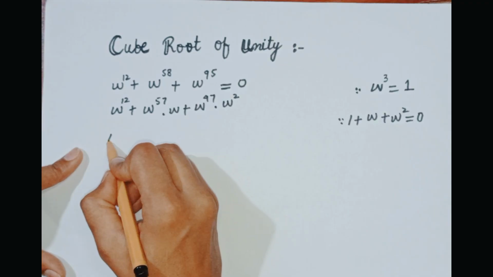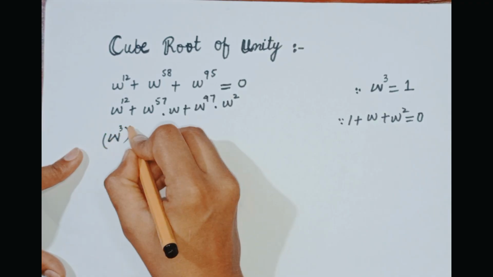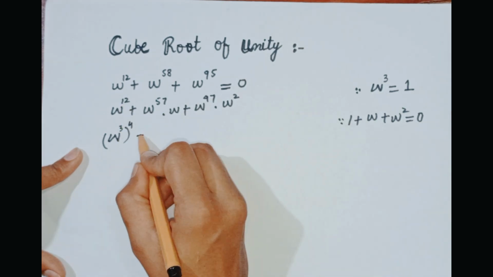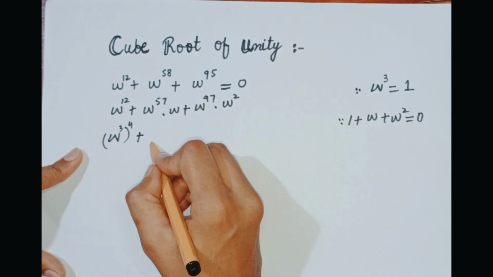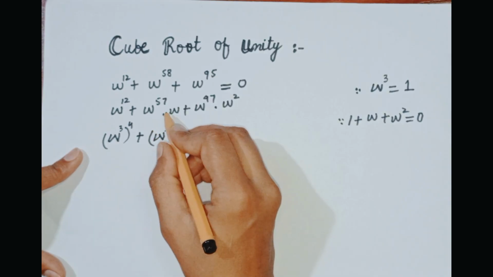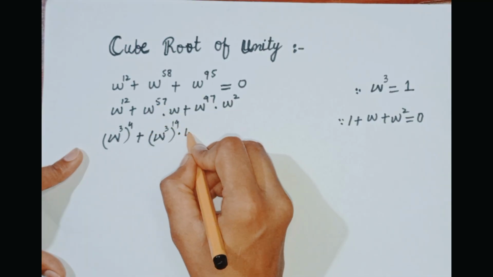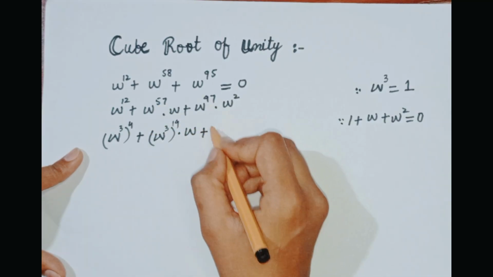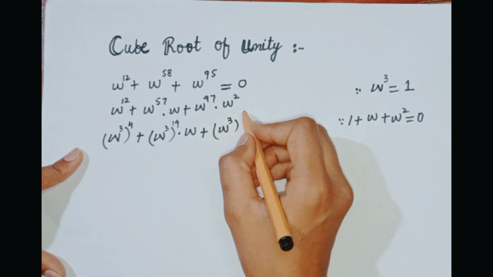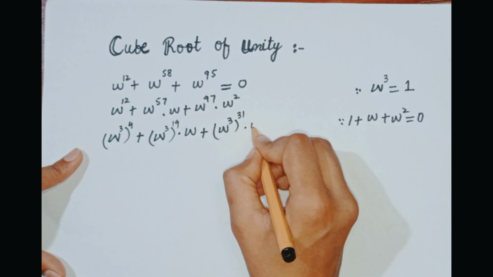Now omega 12 we convert into omega cube: 4 3s are 12. And omega 57 we convert 57 into omega cube: 19 3s are 57. And omega 93 into omega cube: 31 3s are 93, and the remaining power is omega square.